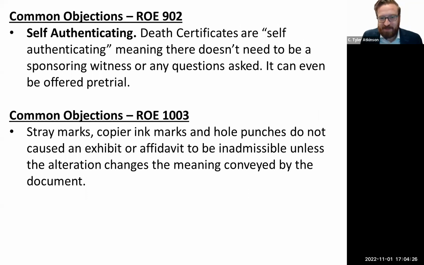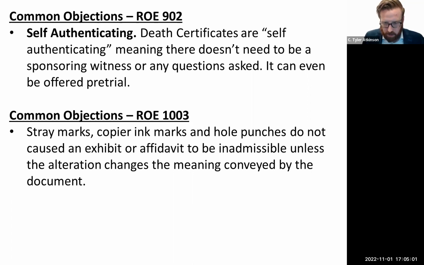Moving away from hearsay. Rule of evidence 902, this one's important for us. Self-authenticating documents. The death certificate in our case is self-authenticating, meaning it doesn't need to be presented by a sponsoring witness or any questions asked. An attorney can even offer it pre-trial because it's self-authenticating under Rule 902. If I were you, I would, for prosecution, put it in right after your opening statement or right after calling your first witness.